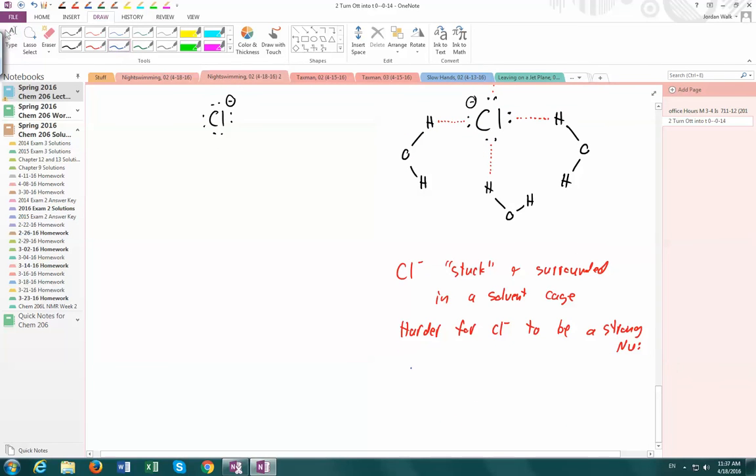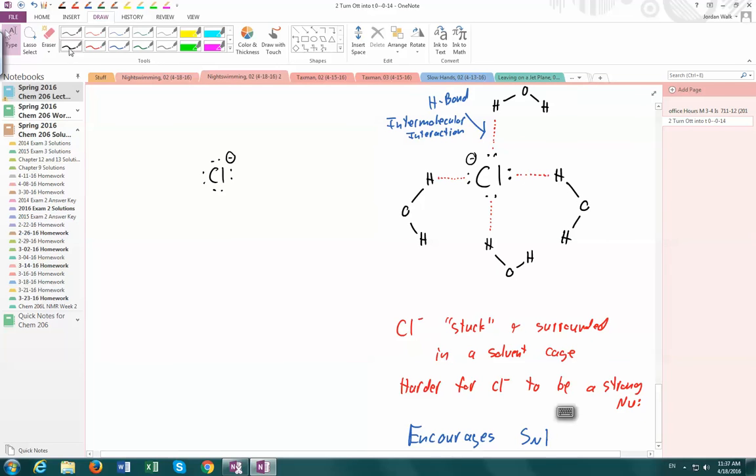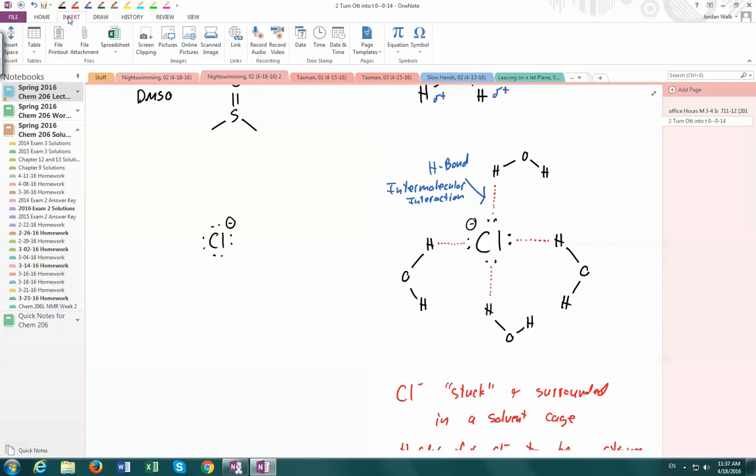And it's for that reason that we end up seeing a polar protic solvent encouraging an SN1 reaction. We know we need a strong nucleophile for an SN2 reaction. In this case, we have a chloride that even if it is a good nucleophile, it's sequestered and surrounded, so it's harder for it to be a good nucleophile. This discourages it from being a good nucleophile, and we end up seeing a polar protic solvent favor SN1.